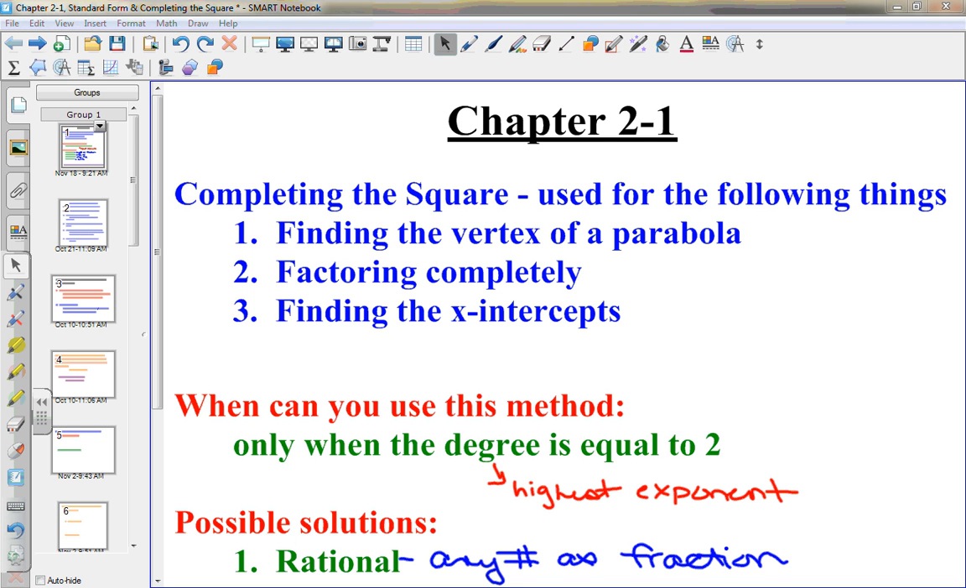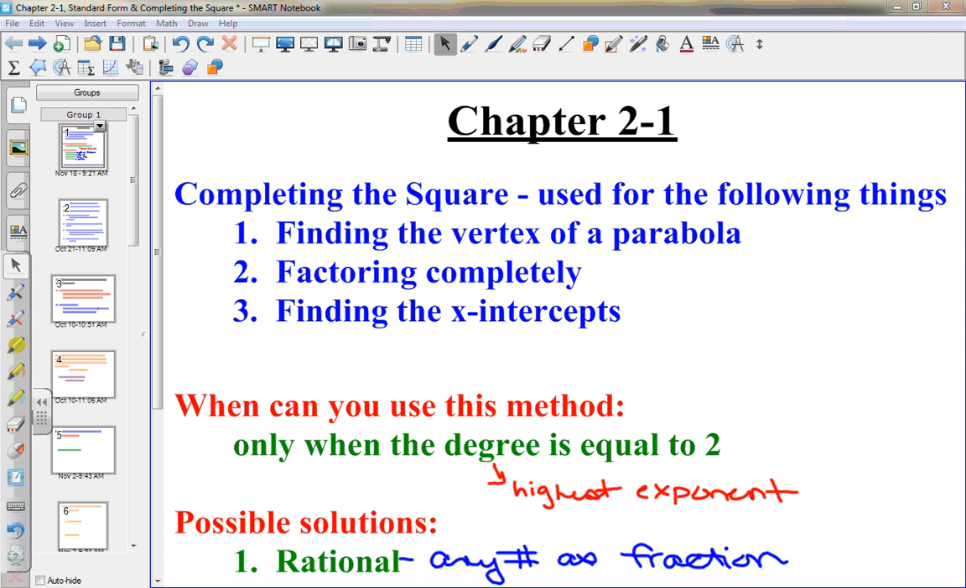Chapter 2-1, completing the square. Completing the square is used for the following things. 1, finding the vertex of a parabola. 2, factoring completely. And 3, finding the x-intercepts. Completing the square is a wonderful, very useful tool. But it is the absolute devil whenever it comes to doing algebra.